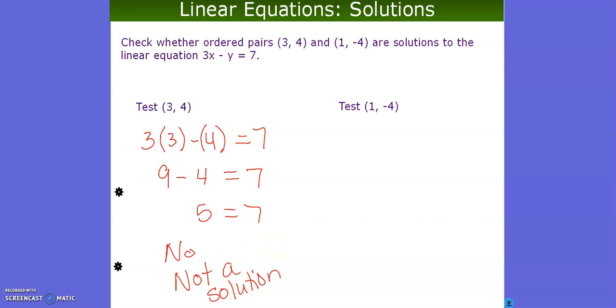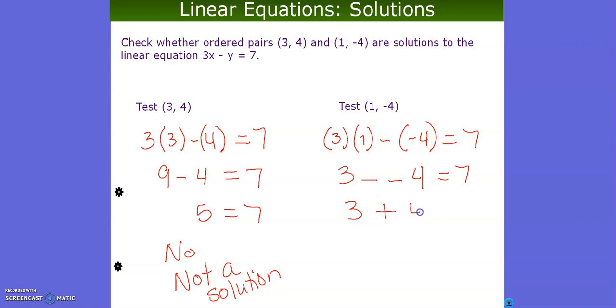Let's test out (1, -4). Same thing in the same equation. So we'll have 3, plug in 1, minus, plug in -4. Should equal 7. Let's see, 3 times 1 is 3. And then it says minus -4 equals 7. Be very mindful of your double negatives. So that's really 3 minus a negative. 3 minus a negative is the same thing as plus. Does 3 plus 4 equal 7? It sure does. This one is yes. It's a solution. Okay, so we just test out. We plug in.